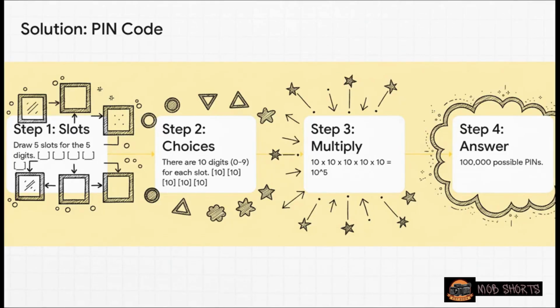So, how did you do? Did you get it? Let's break it down. We need 5 slots for the 5 digits. Now the question says the digits can be repeated. That's key. It means for every single slot, we have all 10 digits available to us. Remember, 0 to 9 is 10 digits, not 9. So that's 10 choices for the first slot, 10 for the second, 10 for the third, and so on. Multiply them all up, and you get a massive 100,000 possible PINs.